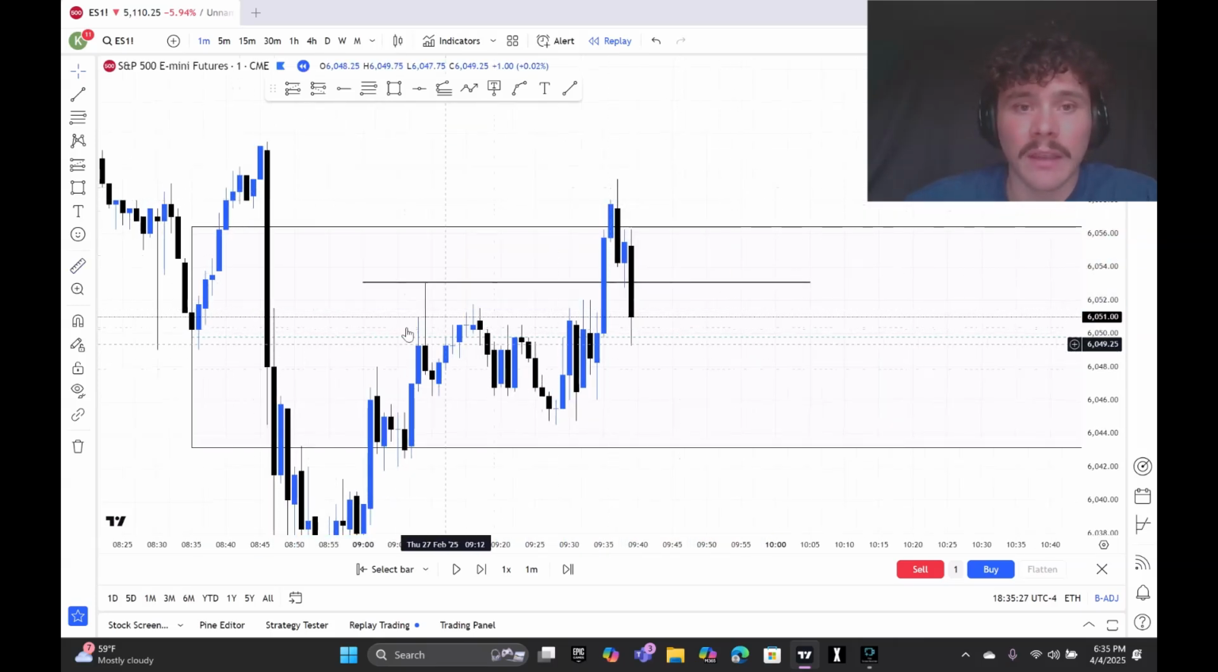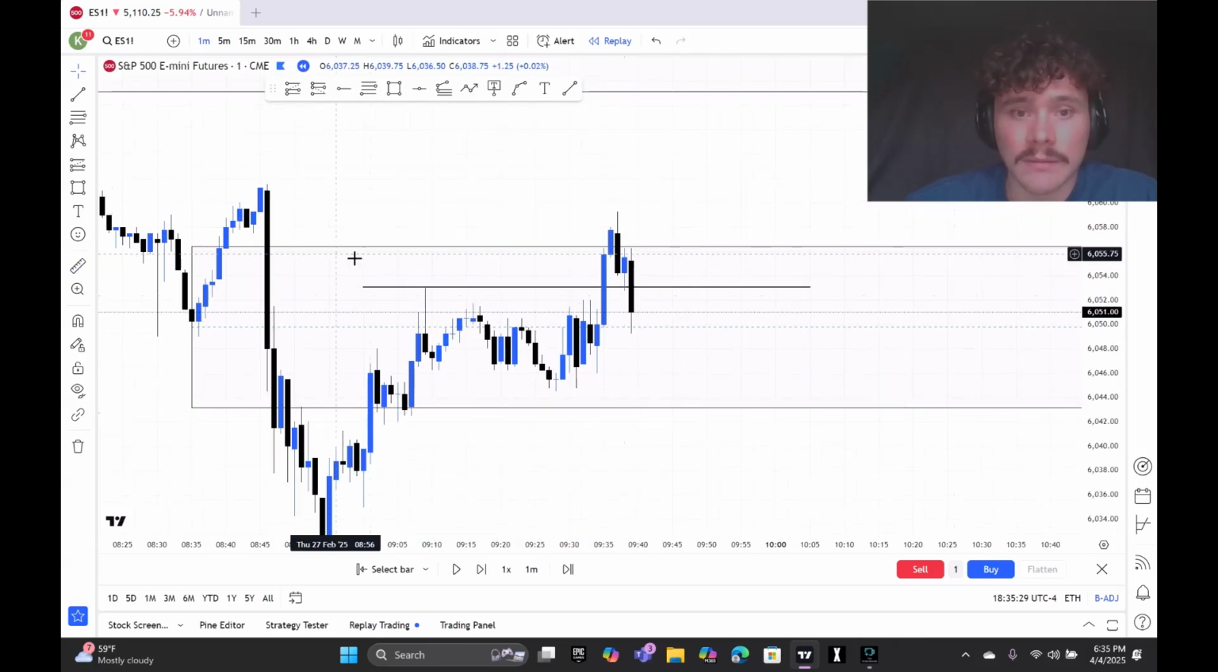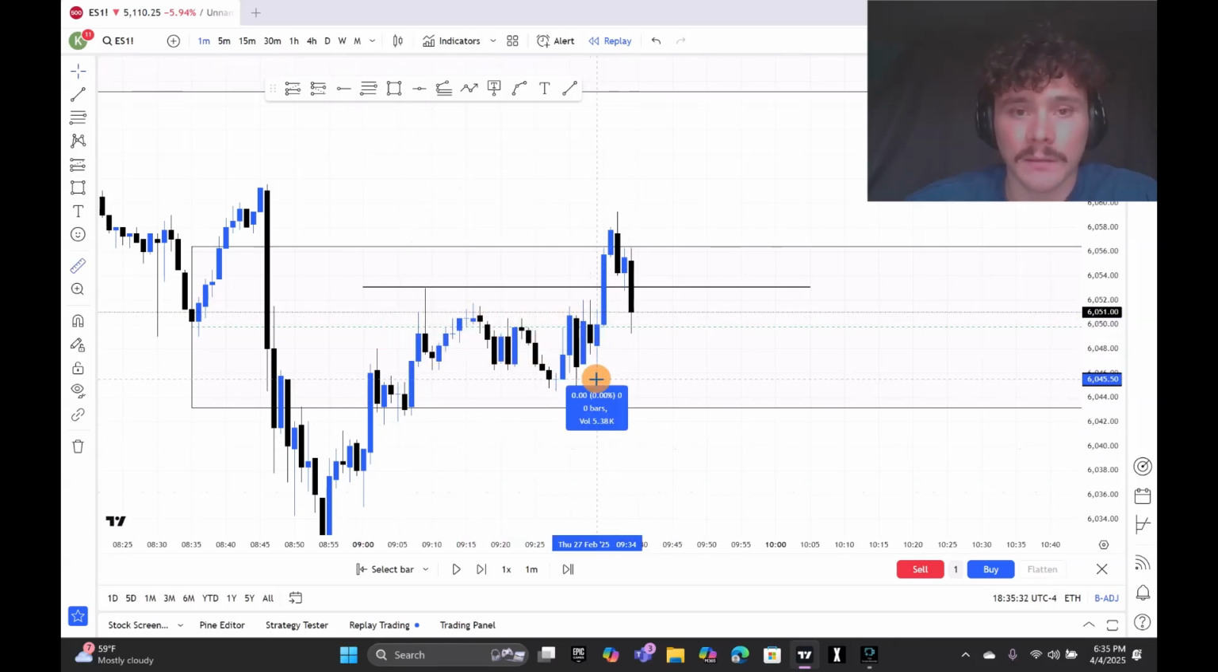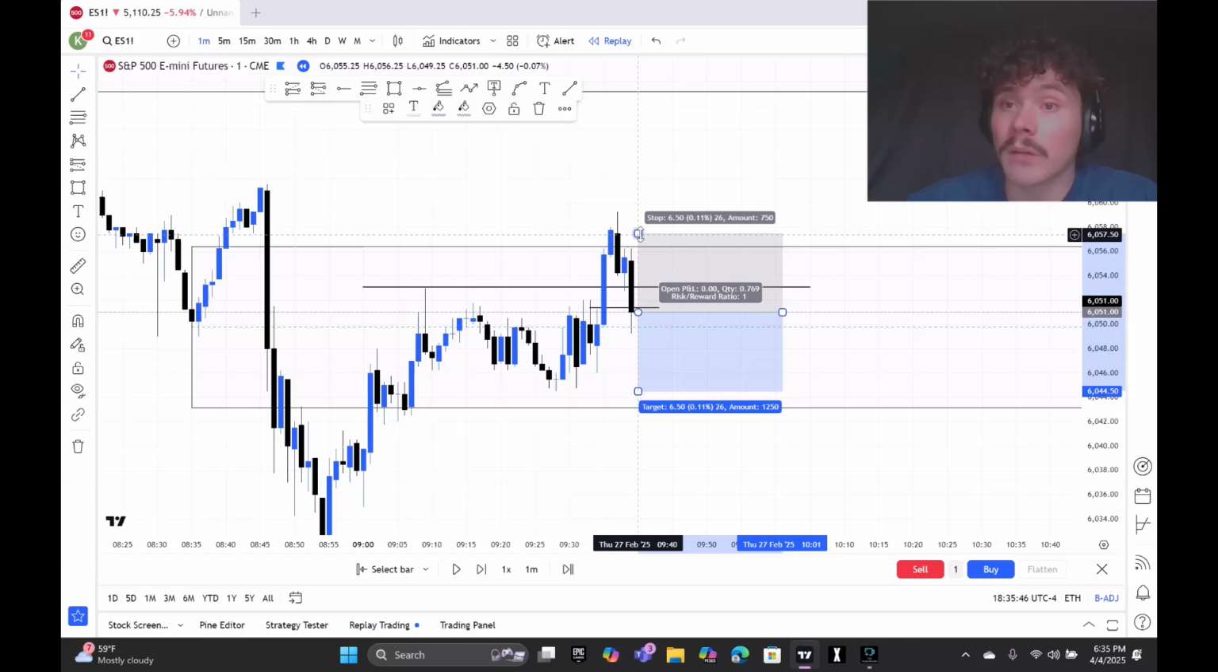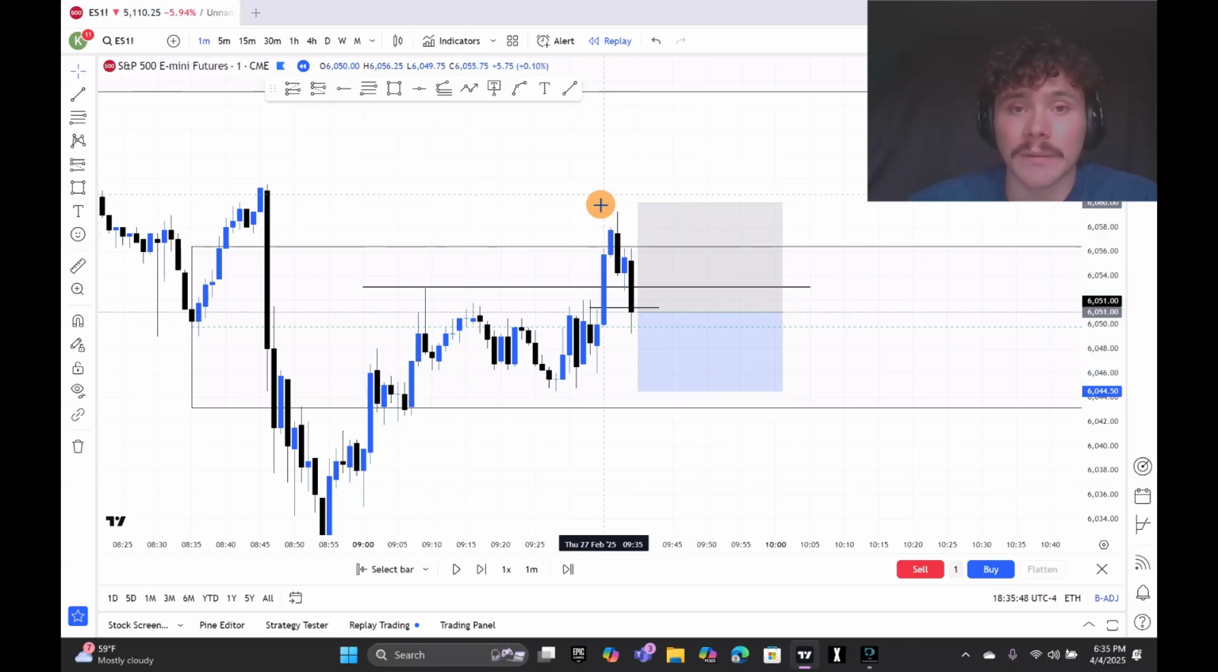We tapped fair value gap, swept internal highs. Look at this accumulation right here. Manipulation at market open. Our time and price are in line. That gives us the highest probability setups. And now we just broke structure and inverse this fair value gap. That is enough for me on the 1 minute chart to take an entry.